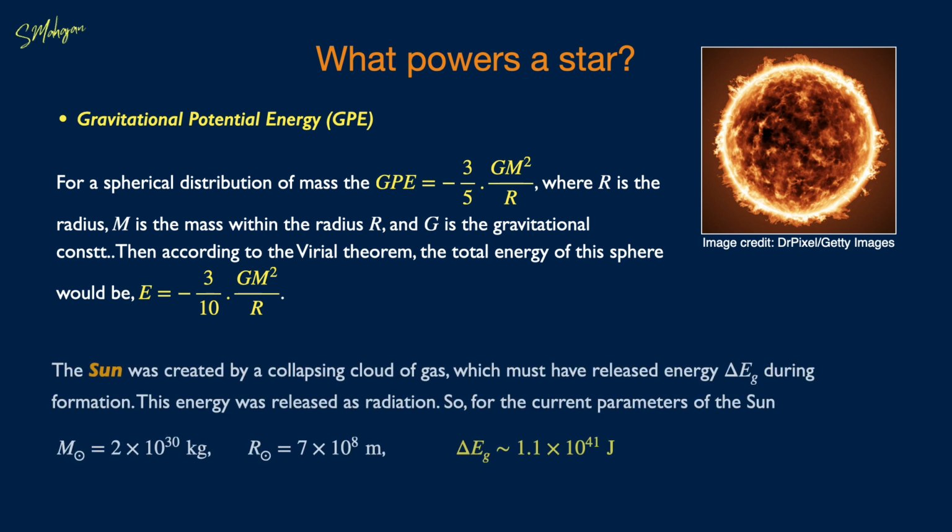Let's take the Sun as an example. If the Sun was created by a collapsing cloud of gas, it must have released some amount of energy, let's call it delta Eg, during the formation of the Sun. This energy must have been released as radiation. For the current parameters of the Sun, which has a mass of 2 into 10 to the power 30 kilograms and a radius of 700 million meters, this quantity delta Eg, that is the energy that was radiated in the formation of the Sun, comes out to be around 10 to the power 41 joules.